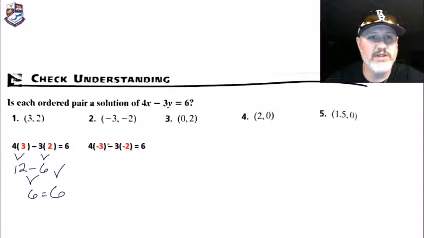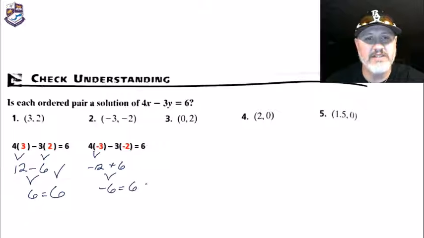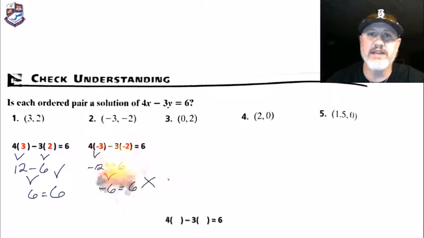We are substituting -3 and -2 in the same function. 4 times -3 is -12. -3 times -2 is a +6. And that gets you -6 equals +6. That is a no-go.